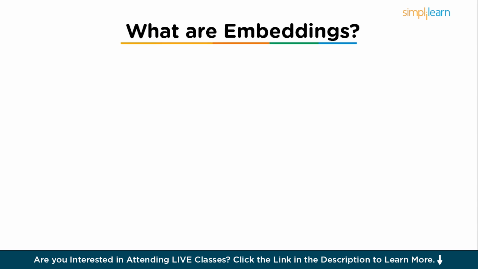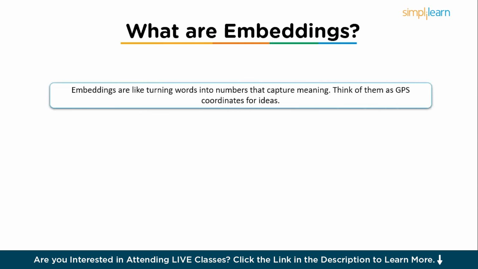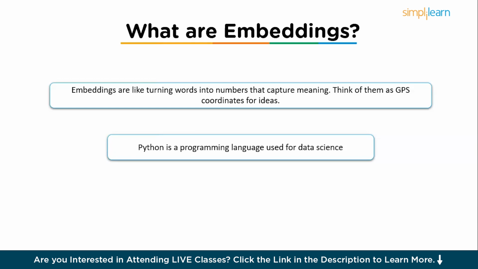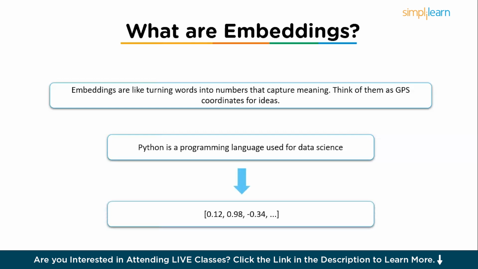Now here's the cool part. How do we find the right chunk later? That's where embeddings come in. Embeddings are like turning words into numbers that capture meaning. Think of them as GPS coordinates for ideas. For example, the words dog and puppy might be close together in the embedding space because they have similar meanings. Let's say we have a chunk: Python is a programming language used for data science. We convert this into a list of numbers, or an embedding, like 0.12, 0.98, -0.34 and more. This vector represents the meaning of that sentence, but not in words.